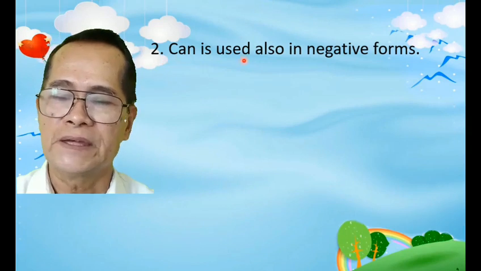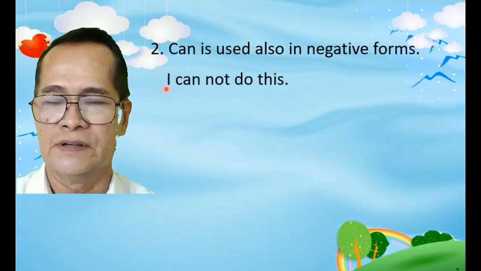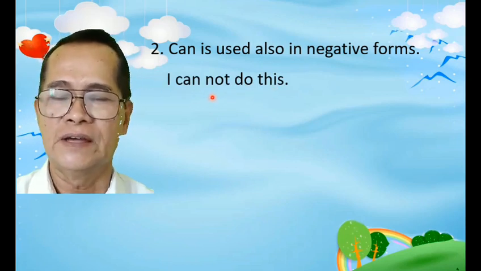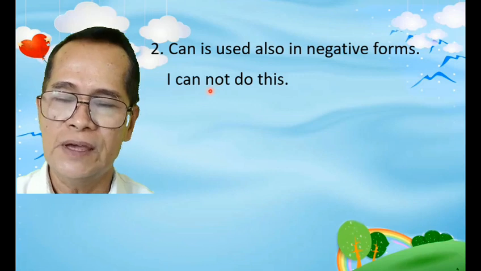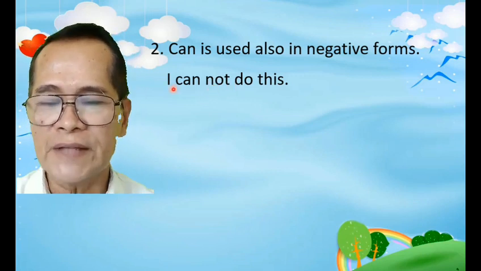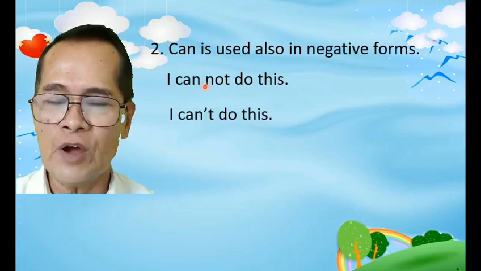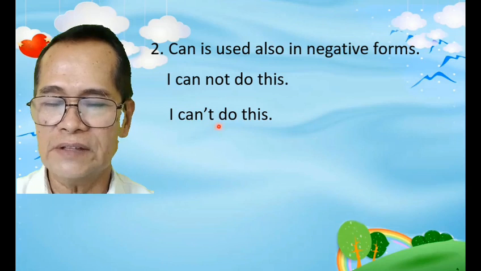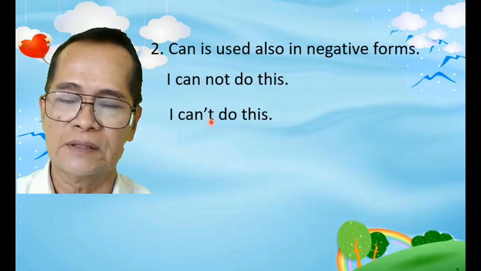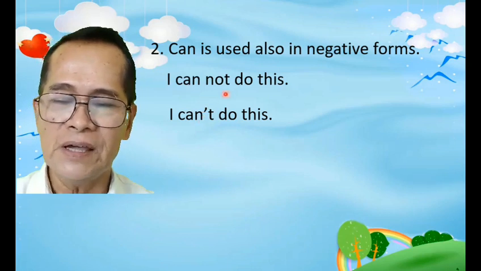Number 2, can is used also in negative forms. Example, I cannot do this. Alright, this is called negative because we insert the word not. Kaya ito naging negative. And then if you are going to use contraction, it is like this. I can't do this. This is the contracted form, itong can't, with apostrophe. But basically, they are the same.